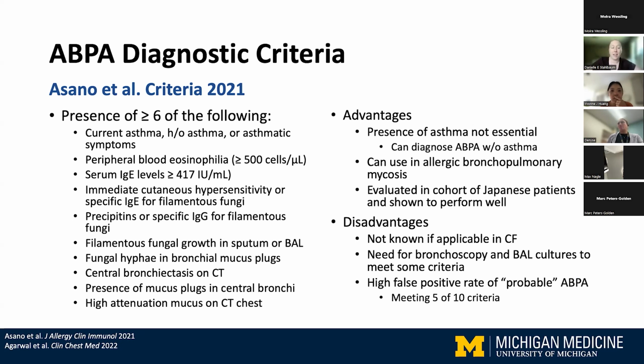So one of the advantages of this diagnostic criteria, you don't have to have asthma and you can use it for ABPM. And it was also evaluated in a cohort of Japanese patients. Disadvantage, again, not known if it's applicable in cystic fibrosis patients. Some of the criteria you do need bronchoscopy or BAL to look into. And there is a high false positive rate of what they define as probable ABPA. So for ABPA, you had to have 6 or more of the listed criteria. For probable, 5 of 10, but that had a very high false positive rate.